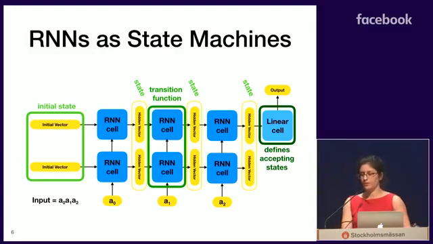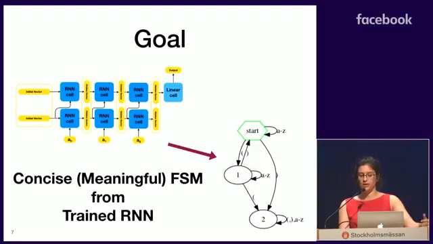Okay. The problem here is that the state space of the recurrent neural networks is continuous, so they could have infinite states, the amount of things that you can see. So mapping these states wouldn't be very informative. We wouldn't see anything very interesting, and so we want to have something a little bit smaller. So our goal is actually to extract a concise, meaningful finite state machine from the trained recurrent neural networks.